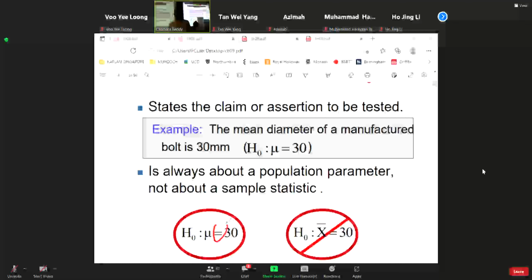The sign can be greater than or equal to, or you can have less than or equal to. So the null hypothesis will never have an inequality. This sign you will never have. I think we'll see this in the next slide.